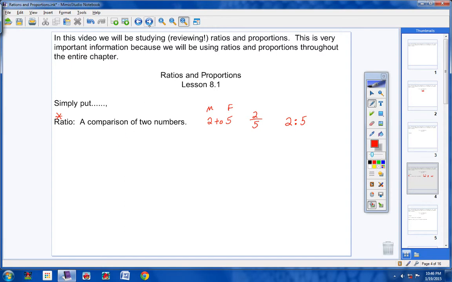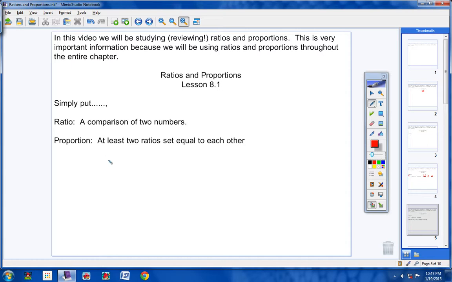Alright, continuing on now. A proportion. What is a proportion? Well, a proportion is when you have at least 2 ratios set equal to each other. So please copy that down. You're responsible for that, okay? A proportion is when you have at least 2 ratios set equal to each other. Please copy that down.